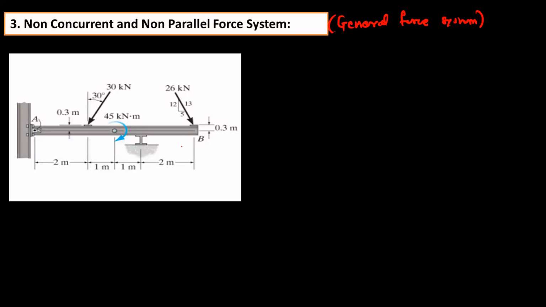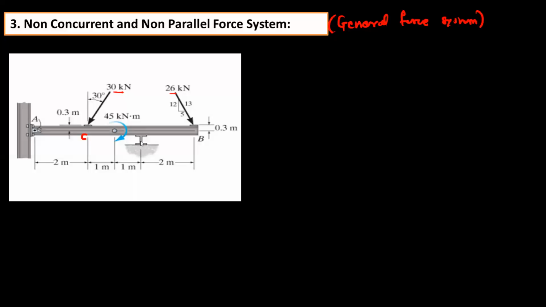So here one example is shown where the beam AB is connected with the wall, and on this beam AB there are two forces. One is 30 kilonewton, second is 26 kilonewton. Okay, these forces are acting at different points. So let's take this point as point C, and this is point B. They are acting at different angles. One is 30° with vertical, and for 26 kilonewton, the direct angle is not given, but some dimensions are given.